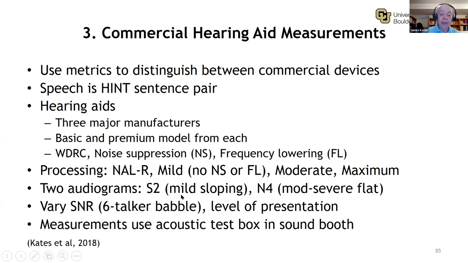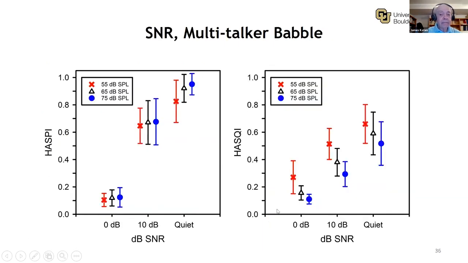We looked at a mild sloping loss and a moderate to severe flat loss, and we varied the signal to noise ratio and level of presentation. For our measurements, we used a B-in-case acoustic test box that we placed in the sound booth in our lab to get as much sound isolation as possible. It still wasn't enough.